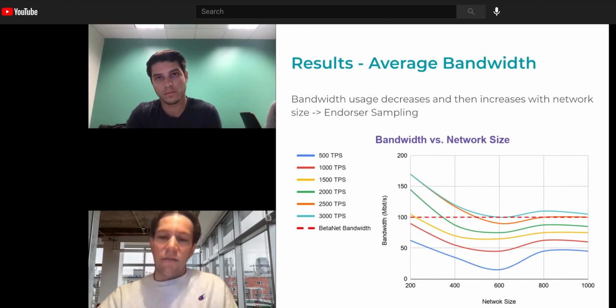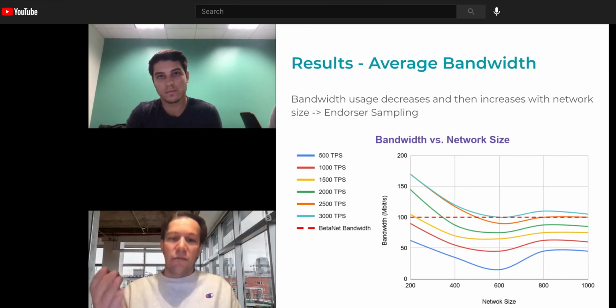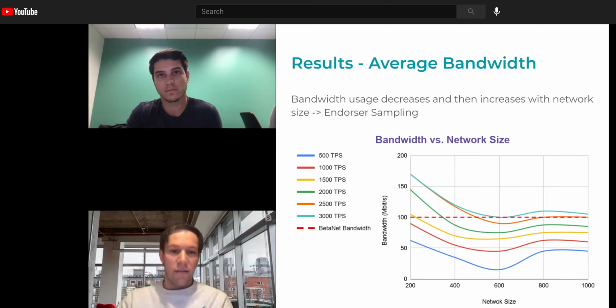This is the effect of the other side of the coin. The more nodes you add that are not endorsers, the less data they gossip, but there are way more of them than endorsers, so the bandwidth will start creeping up. So we see this kind of reversed bell-shaped curve. Yeah.